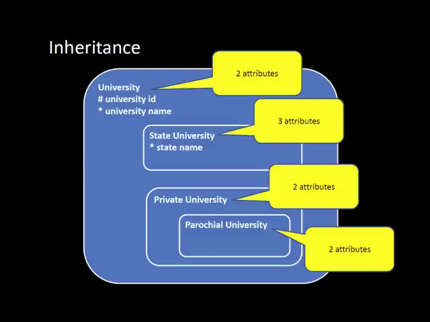Parochial has two. University has only two. So parochial got those, private got those, and parochial under private got those. So these have only the attributes of university. Only state has an extra attribute of its own. It got the two from university and it got its own state name. That's just how the inheritance of attributes works.